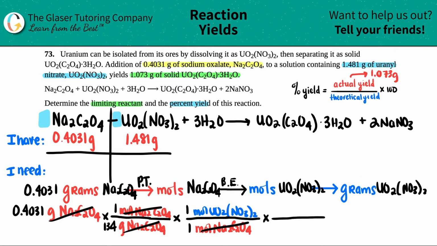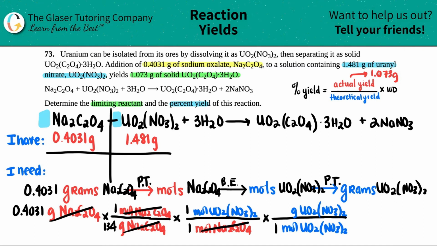So I make another ratio. Now the mole of UO2(NO3)2 goes on the bottom, and grams of UO2(NO3)2 goes up on the top, right? It's a gram to mole relationship of the same compound. That's the periodic table again. So 1 mole is whatever the mass is on the periodic table.